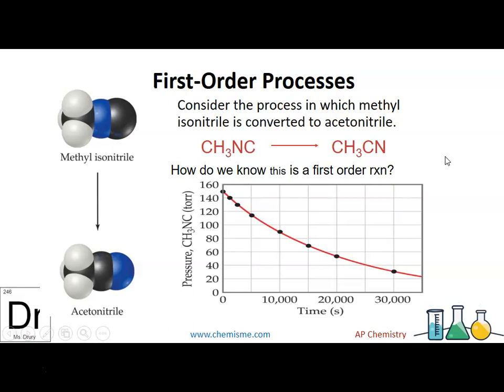So in this example, it says, consider a process in which methyl isonitrile is converted to acetonitrile. And the first thing we notice is that I can also do this in pressure instead of concentration. As I react it, it decreases over time, but it's not a straight line. So then we know it's not going to be zero order, where it doesn't affect it.